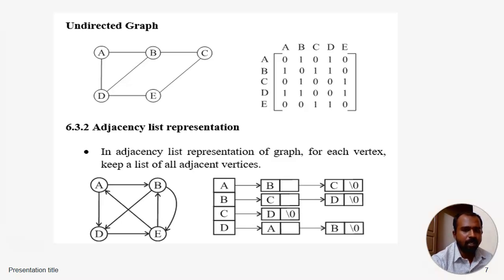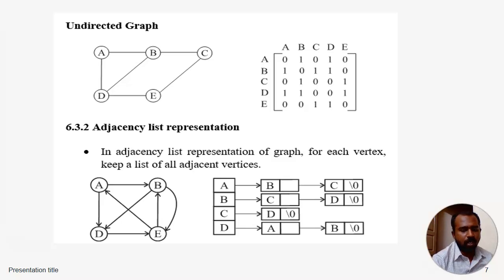C and D. B is directed to C and C is directed to D. The last node is null. Next we have moved to C. C is directed to D node only. The last node is null.